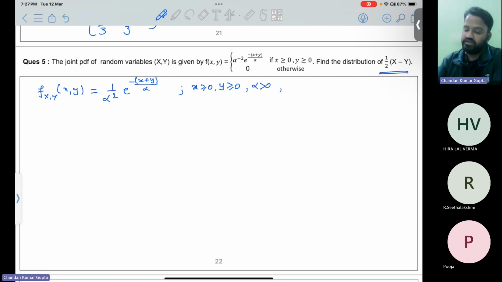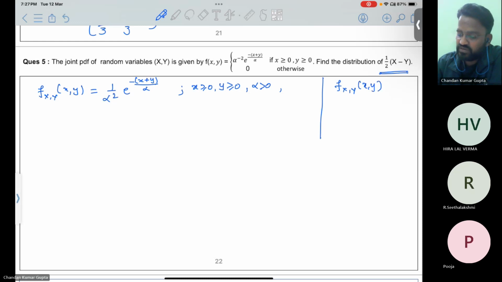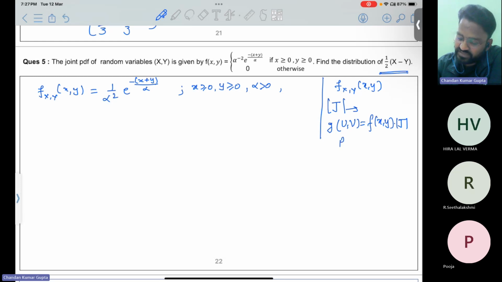Similar to before, we are given the PDF. We first calculate the Jacobian, then its mod, then g of (u, v) equal to f of (x, y) into the Jacobian, and then its range. These are the 3 steps we are going to follow.